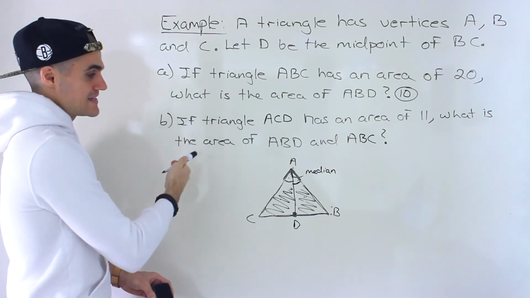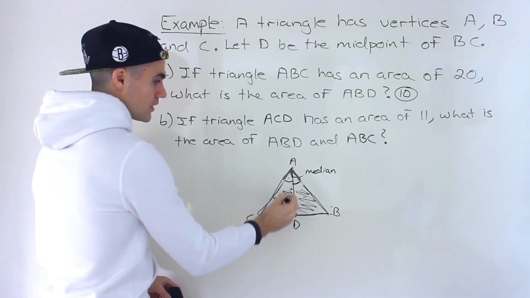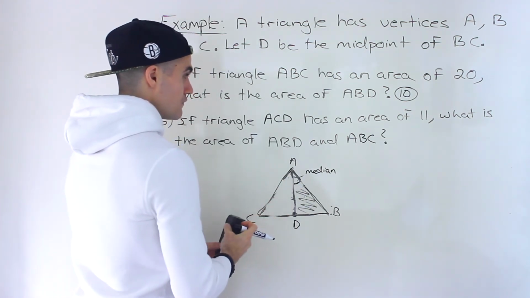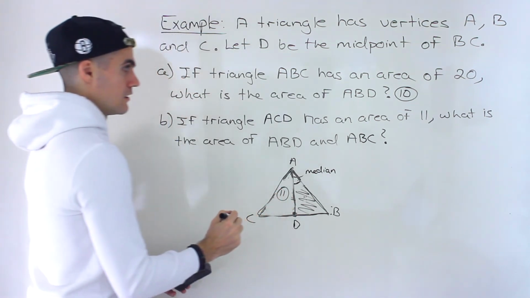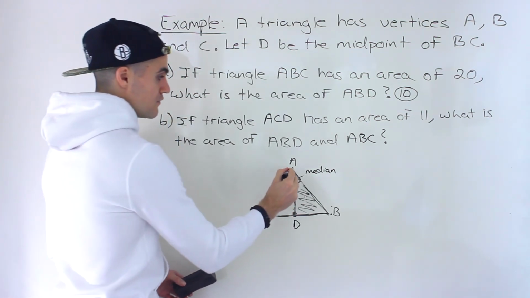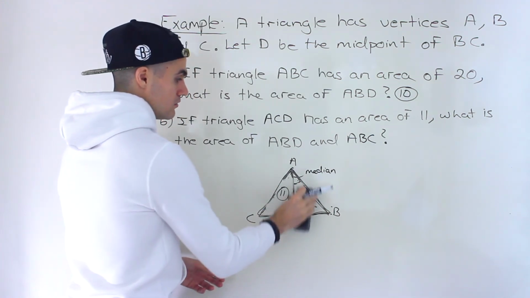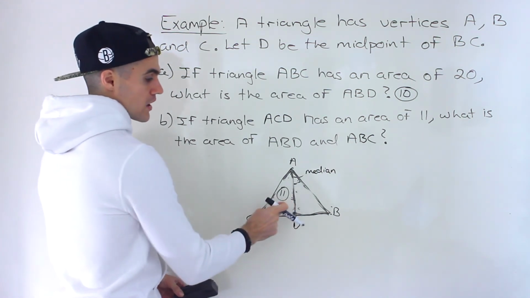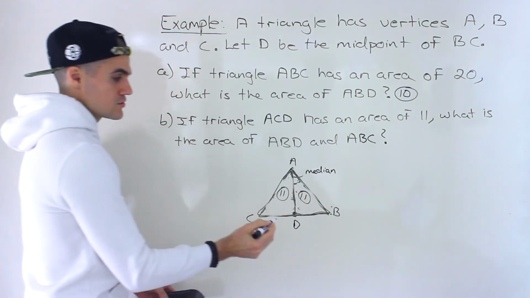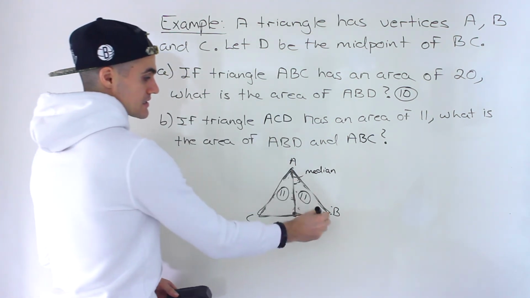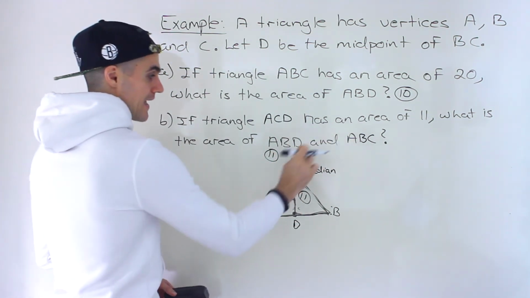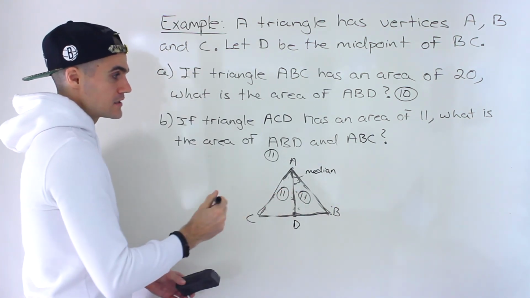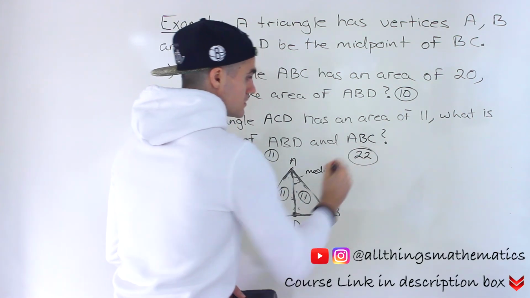Part B, if triangle ACD, this smaller triangle over here, has an area of 11, what is the area of ABD, this triangle over here, and ABC? Well, we know these two smaller triangles have the same area. So ABD is going to have the same area of 11, and then ABC is going to have an area of both of those added together, multiplied by 2, which is going to be 22.